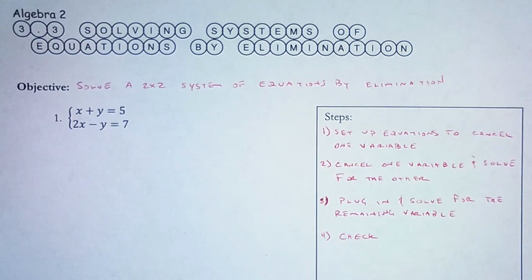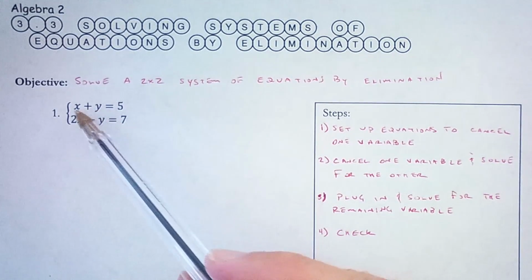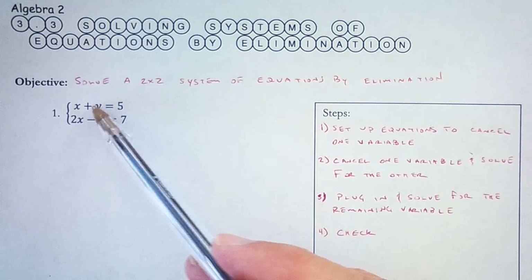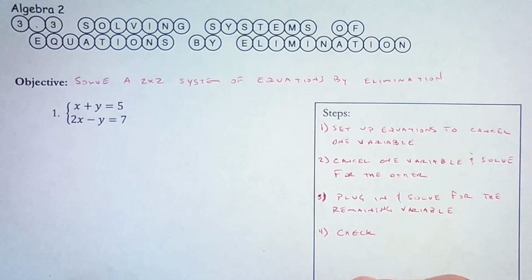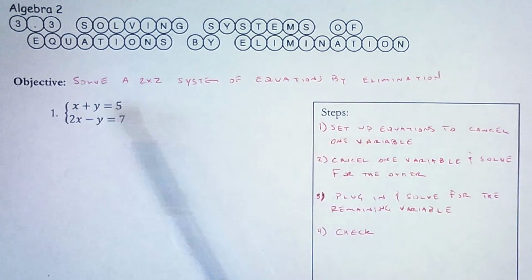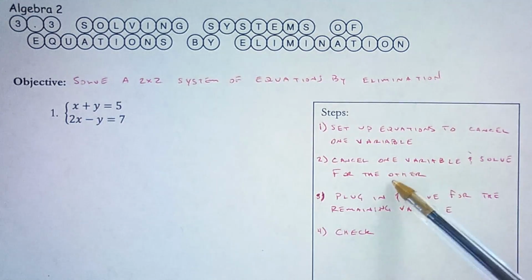Hey everybody, in this video we are going to solve 2x2 systems of equations using the elimination method. Our first step is going to be set up equations to cancel one variable. In number 1 here, that step is actually already done because positive y and negative y are exact opposites of each other. So that step really means make one of the variables exact opposites of each other, and that's already there. So we can move on to step 2.